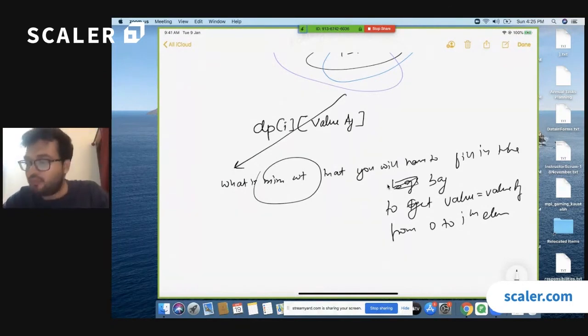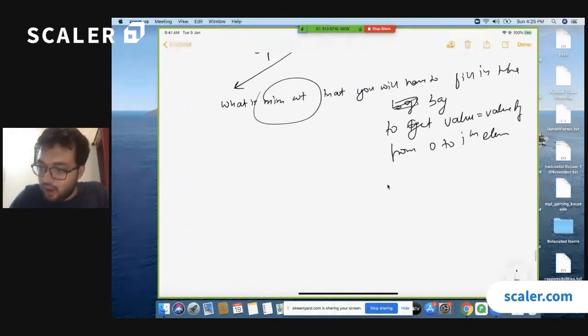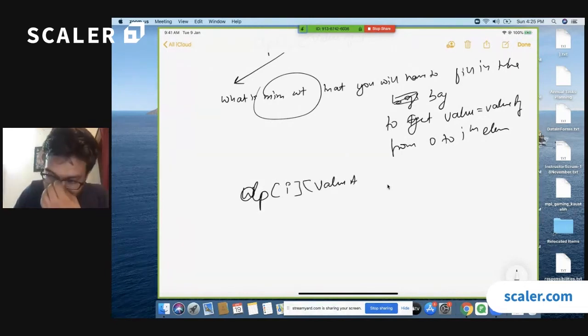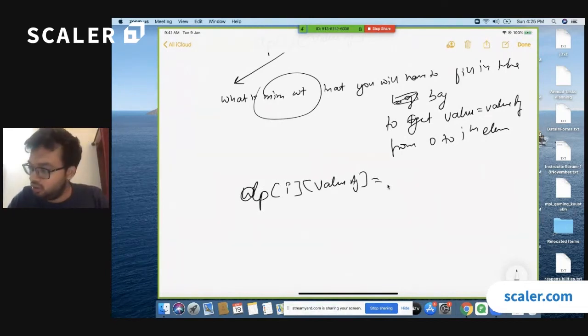So what is the minimum weight that you will have to fill in the bag to get a value of value aggregated from elements 0 to I? How will I write my recurrence? I will again write my recurrence like this only: dp of I, comma, value aggregated would be equal to, I have two options, either to select that element or not to select that element, the same options I have.